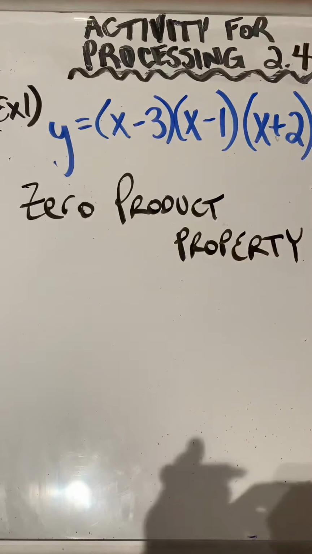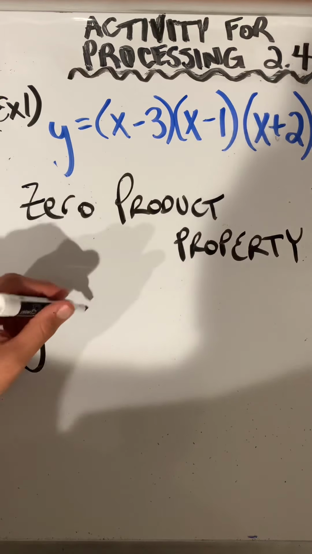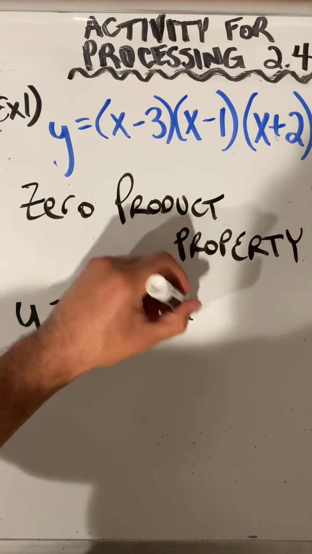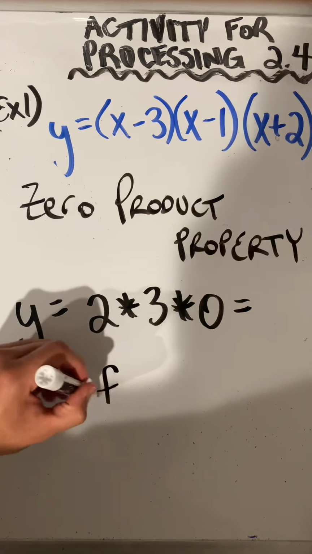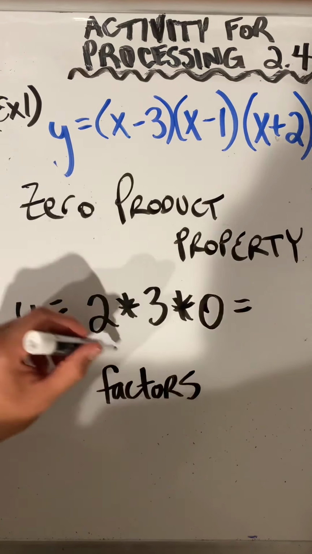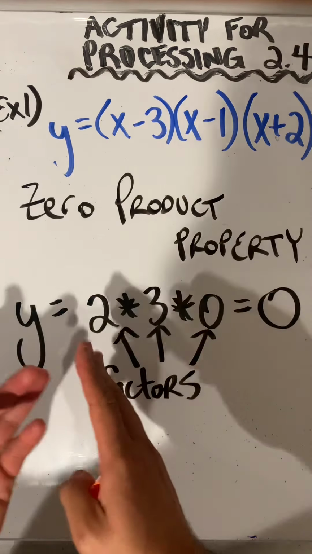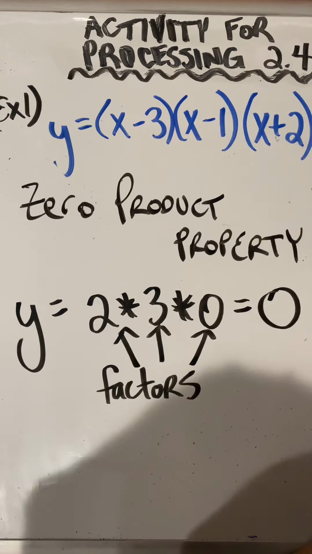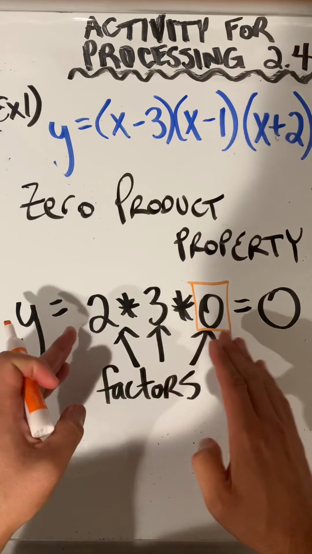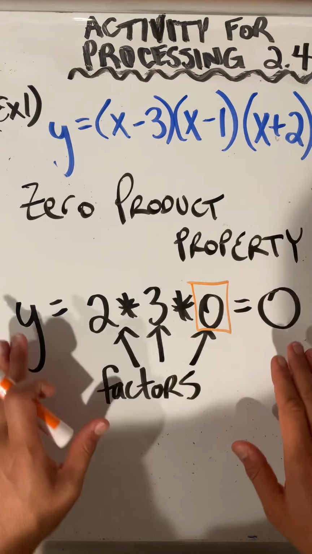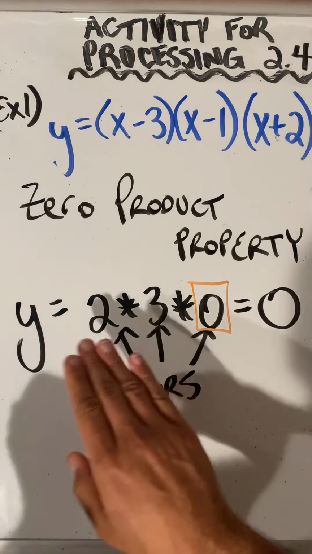What the zero product property told you back in the day is that if you have y equals 2 times 3 times 0, then we can assume by multiplying these three factors, these are called factors, that we're going to get a product of 0. So it's called the zero product property. All because as soon as you get one 0 as one of these three factors being multiplied, it sets the value of y to 0. So you get a y value of 0 when one of these factors equals 0.